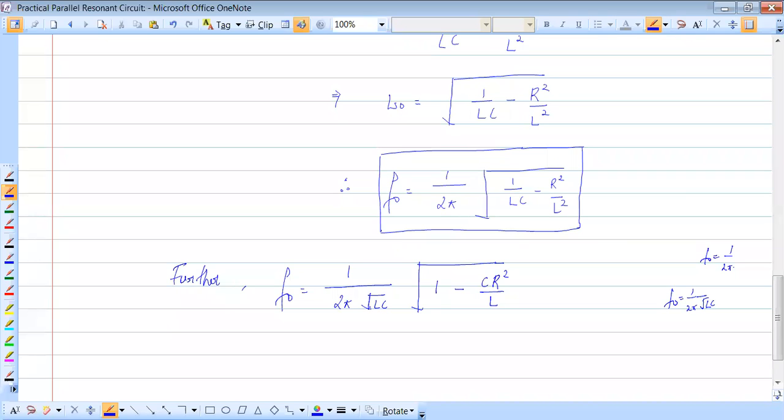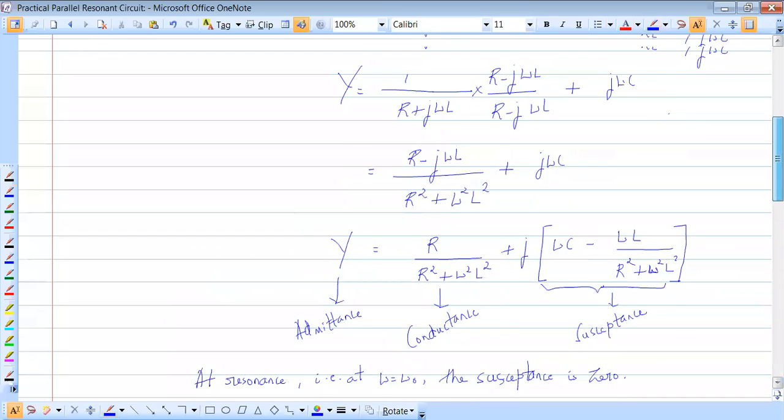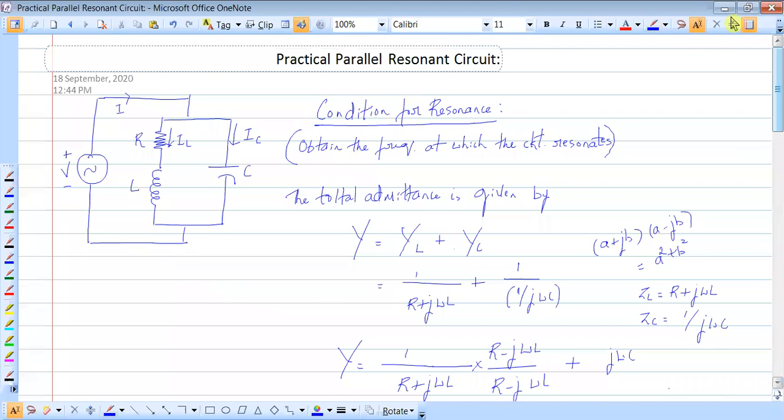Okay, now everybody should listen to me very carefully. What is the quality factor of this particular circuit? Can anybody tell me that?